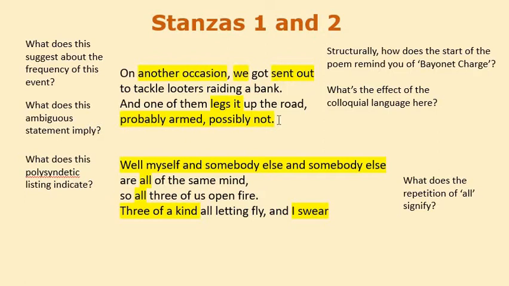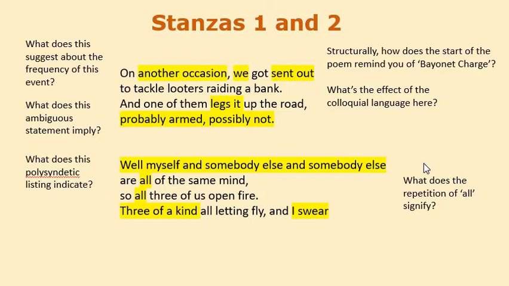And then the next stanza: well, myself and somebody else are all of the same mind. So all three of us open fire, three of a kind, all letting fly, and I swear. And this polysyndetic listing, so remember that's when you use connectives more than you need to, makes him sound kind of childish and inexperienced. And the somebody else gives us this sense of anonymity and joint responsibility as well.